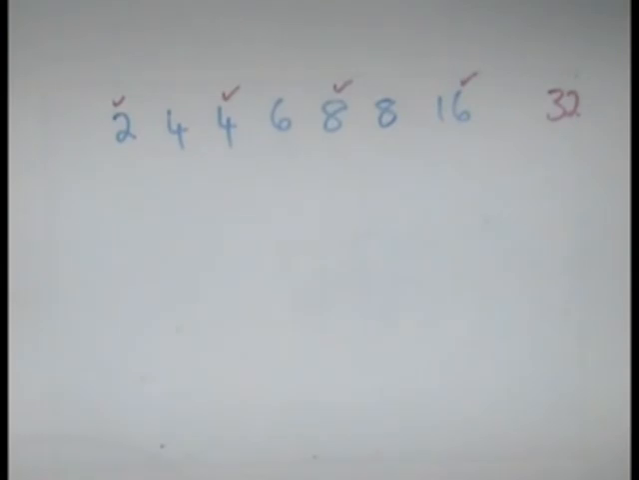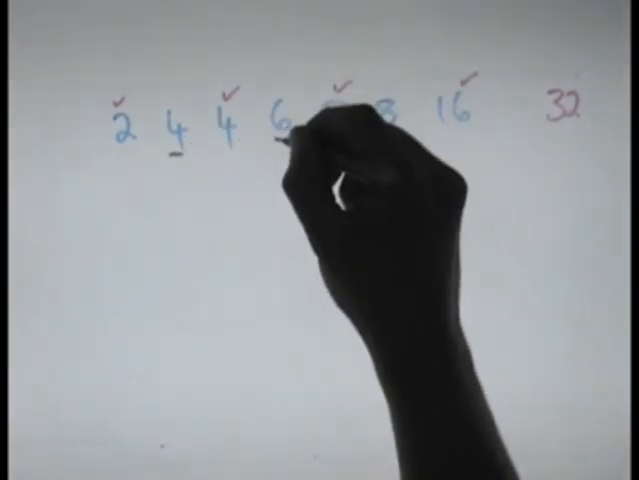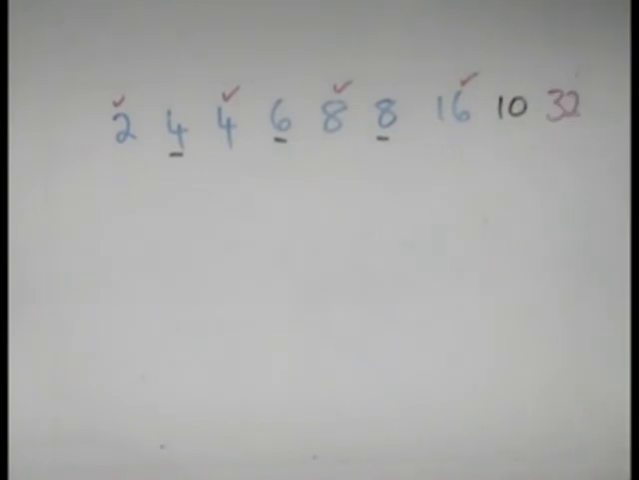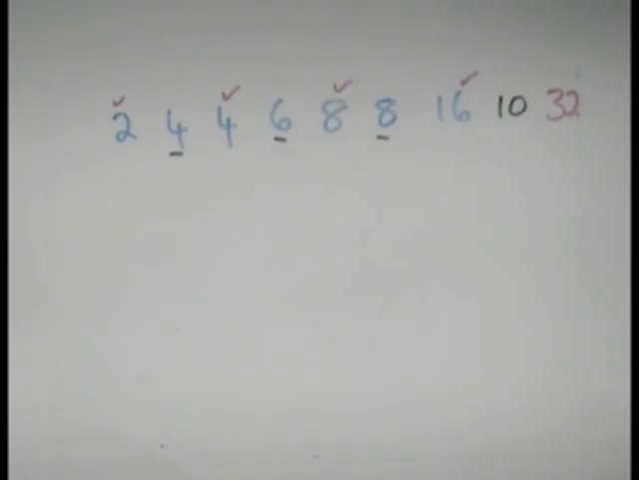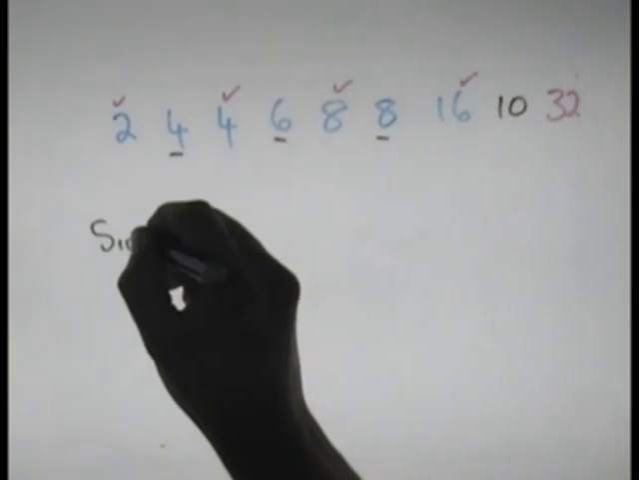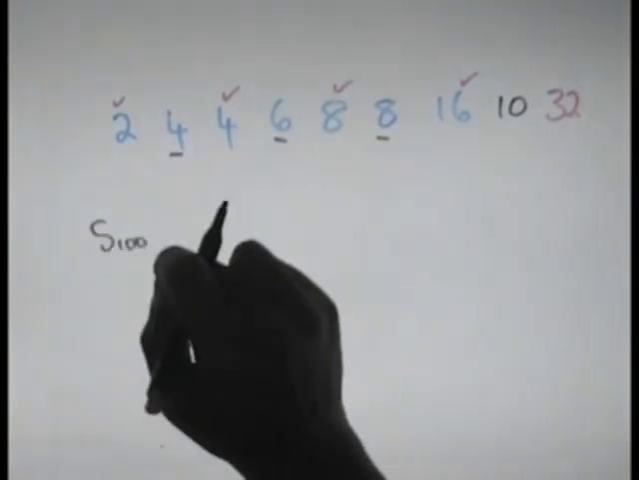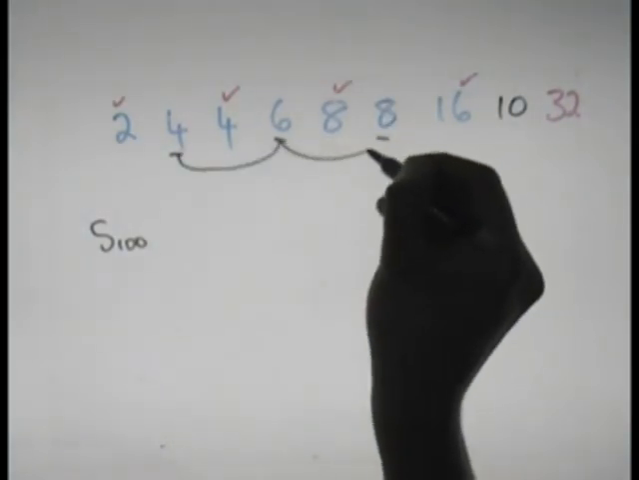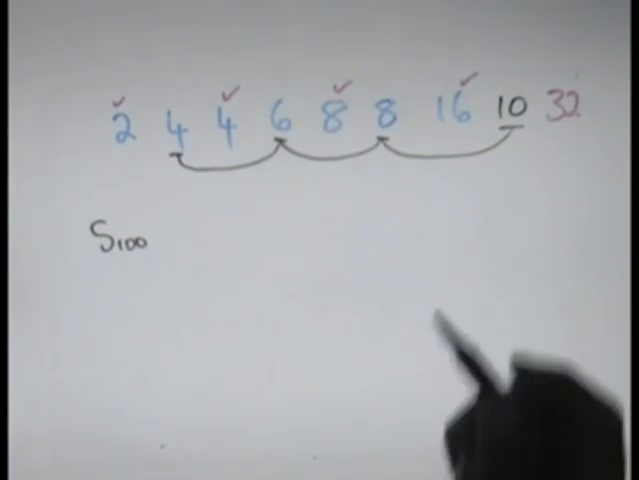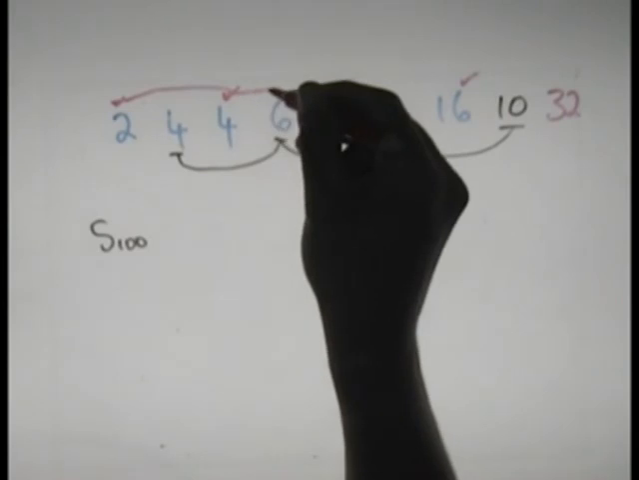Now let's look at the other pattern. 4, 6, 8, 10. So my next two terms are 10 and 32. I then asked you to find for me the sum of 100 terms. Now there's a problem with that, because we have an arithmetic series in black and we've got a geometric series in red.